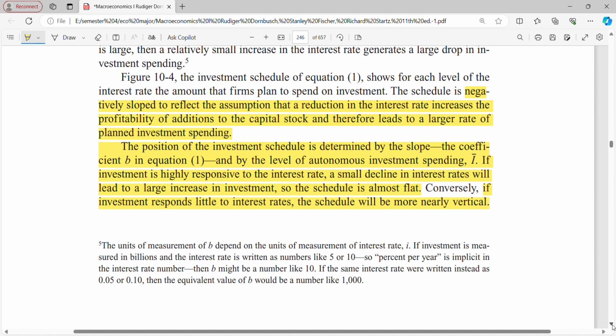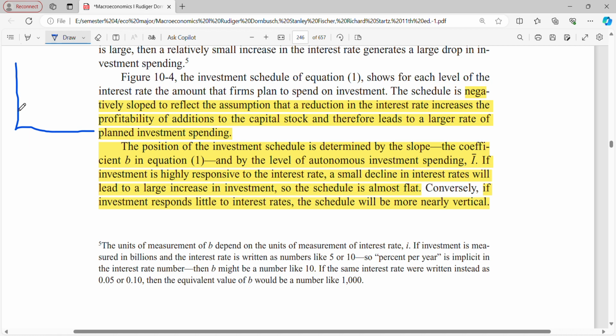The position of the investment schedule is determined by the slope, that is B, and two factors are there. One is B, and the next is the level of autonomous investment spending. If investment is highly responsive to the interest rate, a small decline in the interest rate will lead to a large increase in investment. So the schedule is almost flat. I'll draw it here. This video gets lengthy, but we need to get clarified with all the concepts, right? So it is about B. This is the case where B is large.